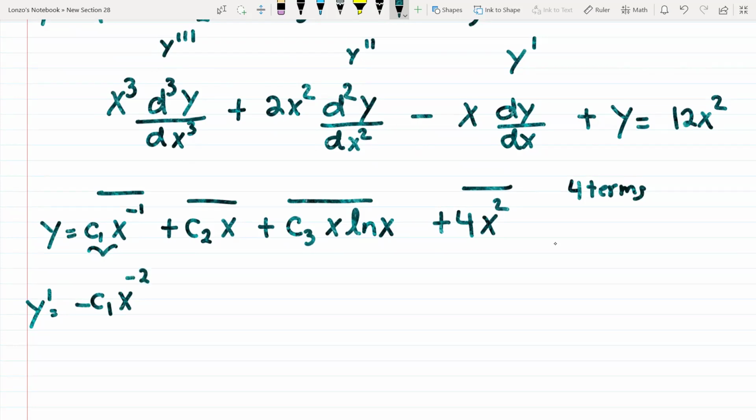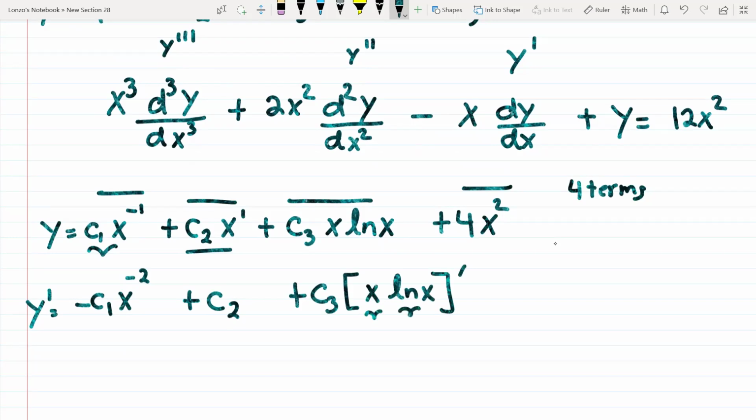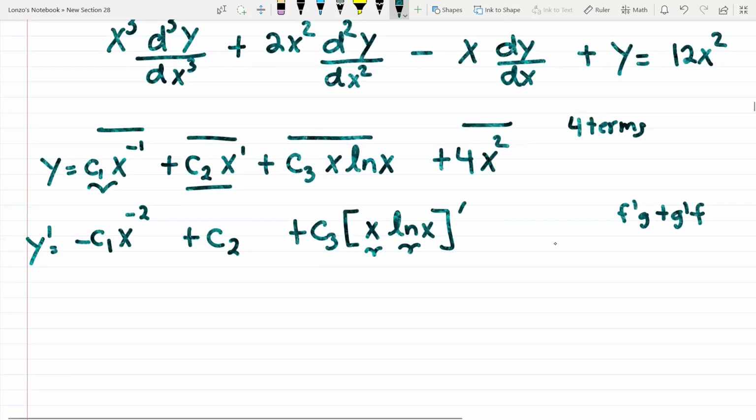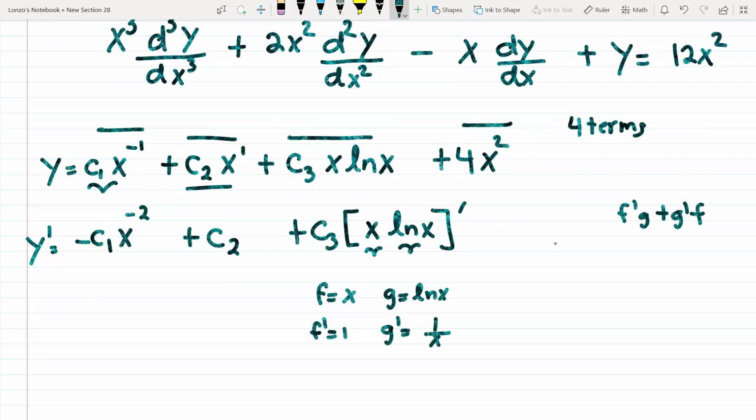Okay, and then what's the derivative of the second term, c2x? You just apply the power rule, so this would just be c2. And then what's the derivative of the third term, x times ln of x? You have to apply the product rule. If you recall, the product rule is f prime g plus g prime f. So first figure out your f and your g. Your f is x, your f prime is 1, your g is ln of x, your g prime is 1 over x.